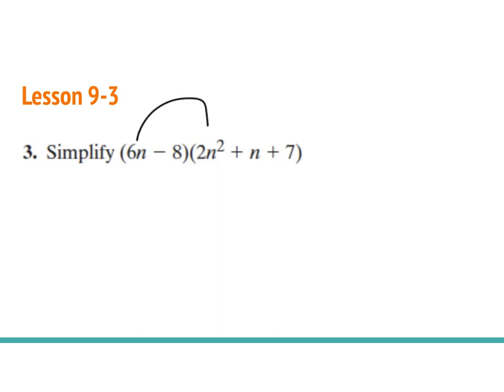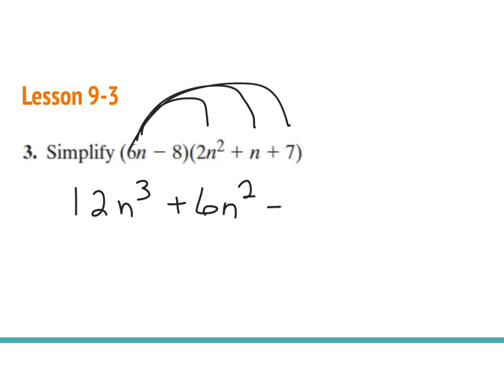So I'm going to take that 6n and multiply it by each piece of the trinomial, and then I'm going to take the minus 8. And I'm also going to line up my columns just so, again, I can combine my like terms pretty quickly. So 6n times 2n squared gives me 12n cubed. And then 6n times n gives me 6n squared. And then 6n times 7 gives me 42n. Then I'm going to multiply the negative 8 by the 2n squared, and that gives me minus 16n squared. And then negative 8 times n gives me minus 8n, and then negative 8 times 7 gives me minus 56.